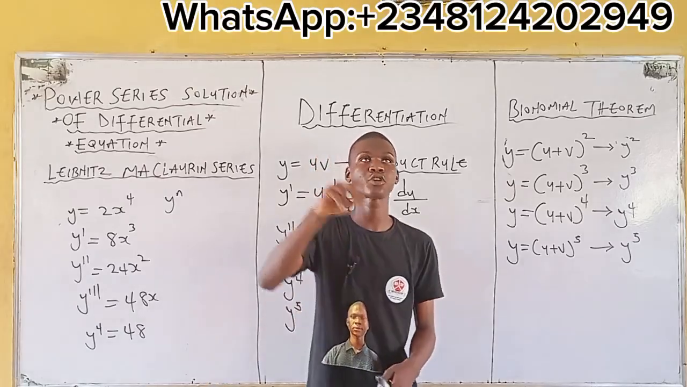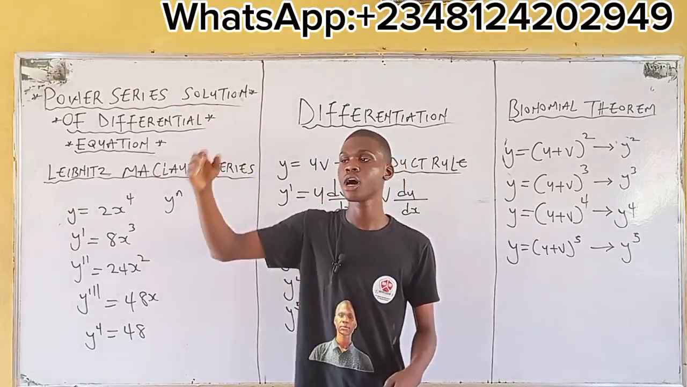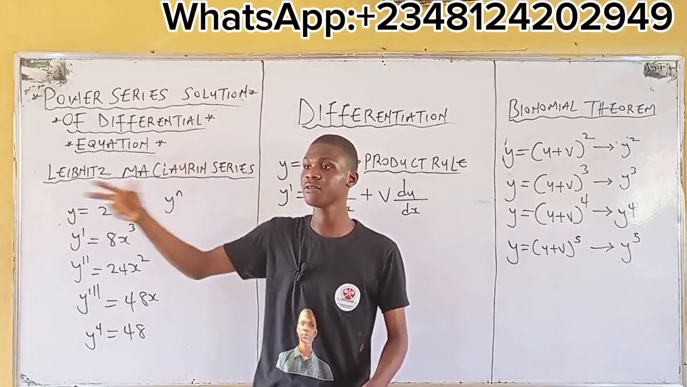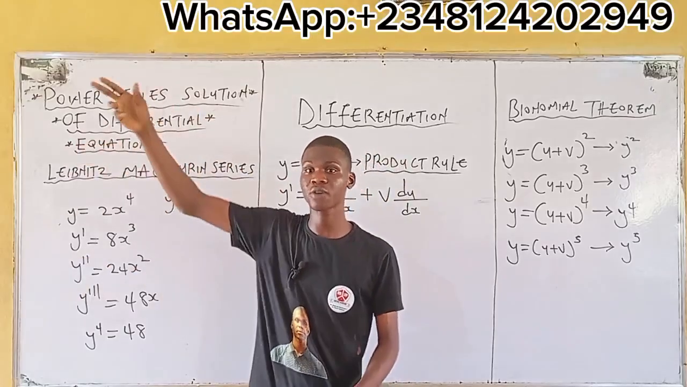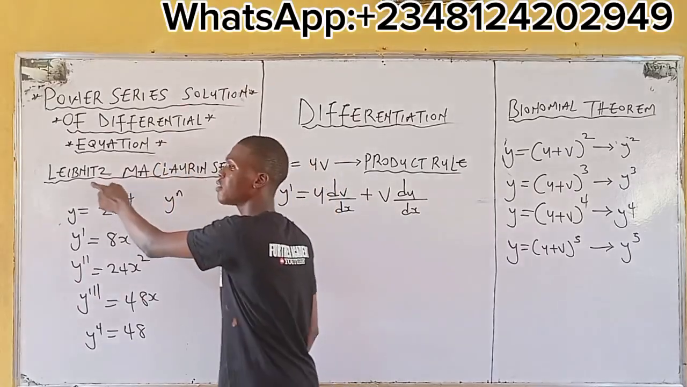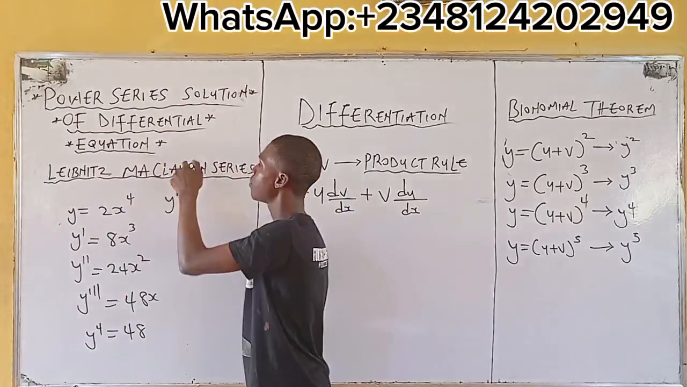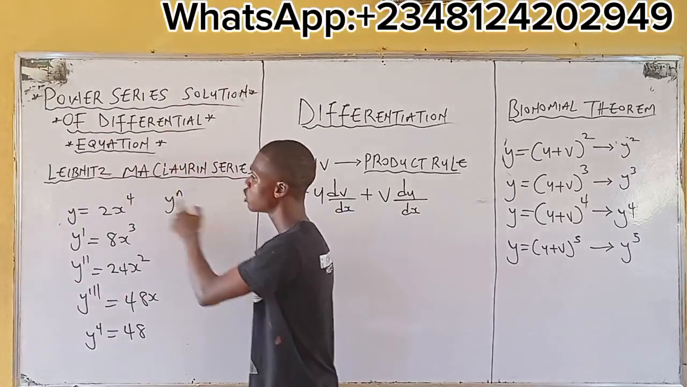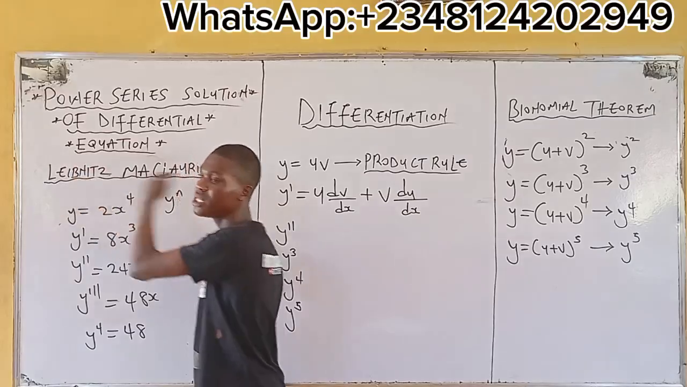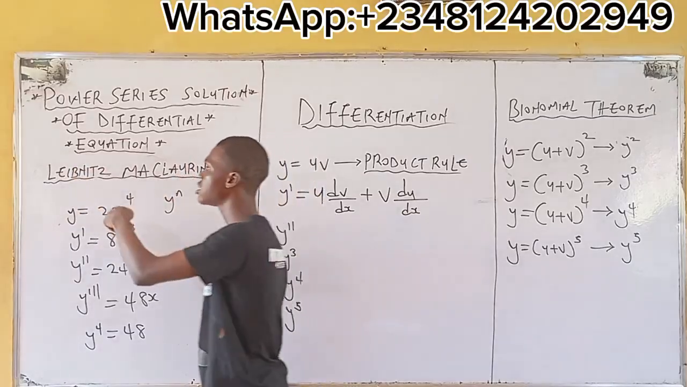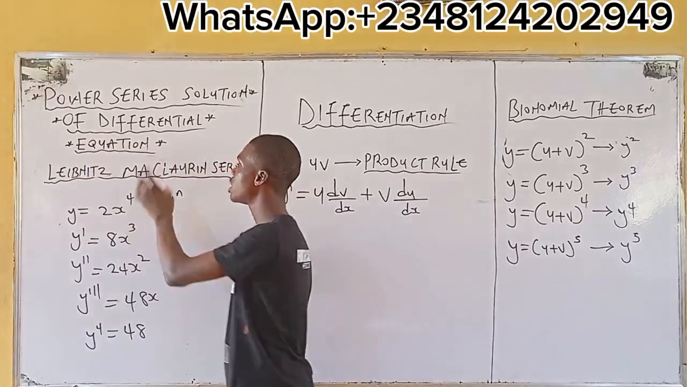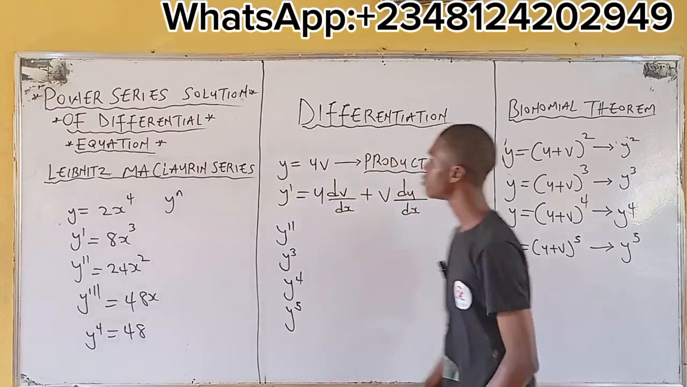Meaning we can have a function y equals x squared over 2 factorial plus x cubed over 3 factorial plus x raised to the power of n over n factorial. So what this topic means is that we are referring to Leibniz series and Maclaurin series, right? So we want to see how we can write the series of Leibniz theorem, then we relate it to Maclaurin series, right?